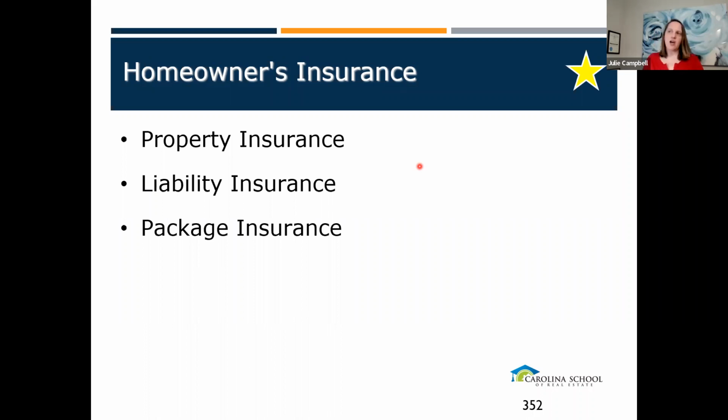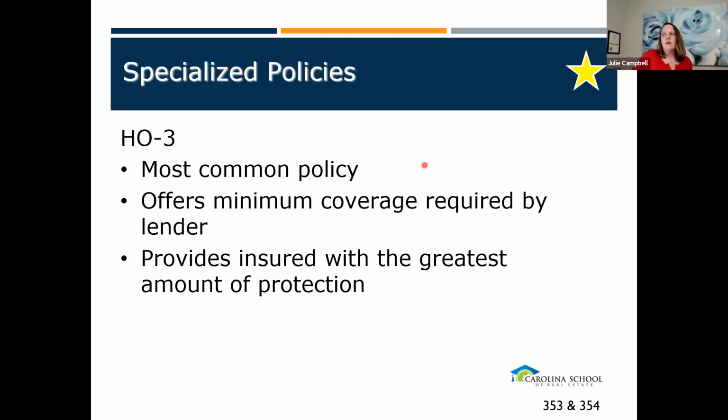There are several different types of policies, starting on your book on 353. We're not going to go through all of them, just a few of them. First one we're going to go through is the HO3 policy. This is the most common. This is the one that we see the most often. This offers the minimum coverage that the lender requires.